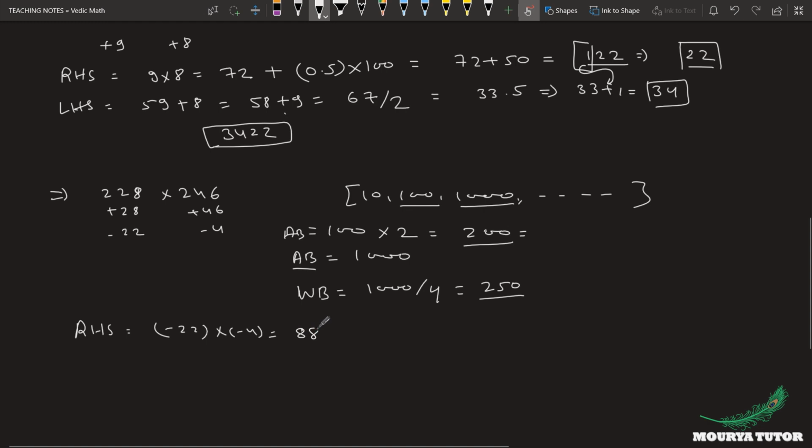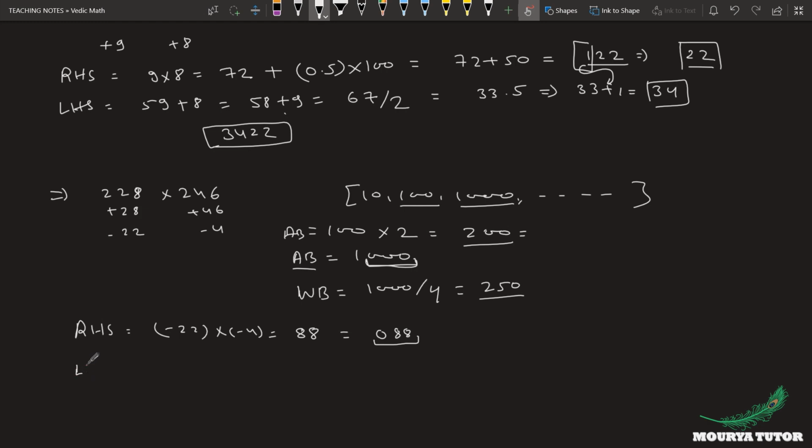Now the number of digits in the RHS should be the same as the number of zeros in the actual base, so we need to add 0 before 88. Alright, so the number of digits will become 3 here, and the number of zeros is also 3 here.